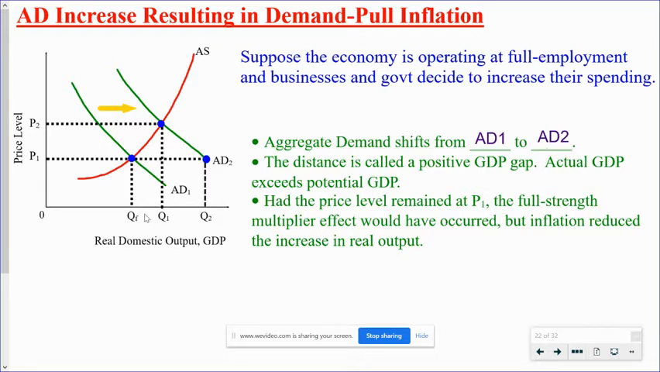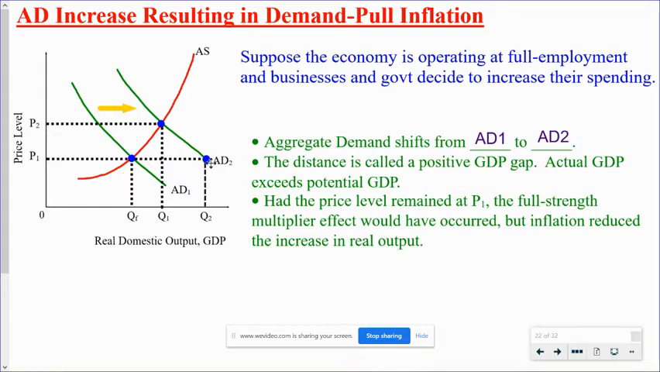Now, ladies and gentlemen, since this was where we were at full employment, we are now operating outside of the PPC, and that is what we've already defined to be a positive GDP gap. So what we need to look at now is, well, what is going on? Well, there's two scenarios here. One scenario is, had the price level remained at P sub 1, what would have occurred would have been the full strength multiplier effect. And once again, that multiplier effect was developed in a previous class.